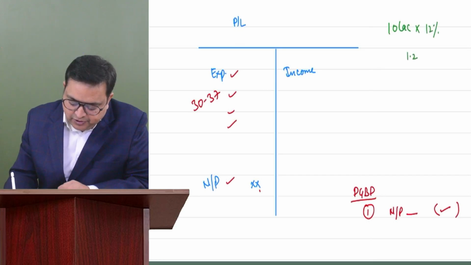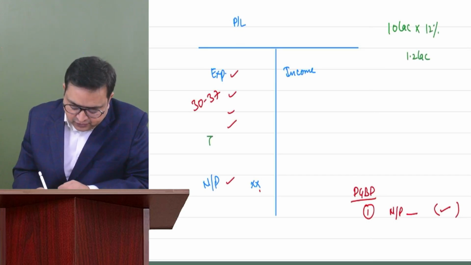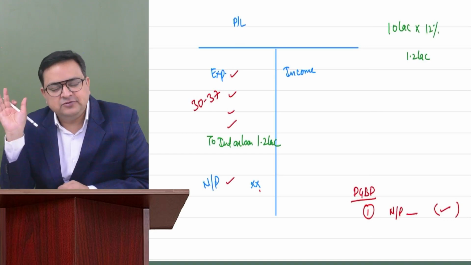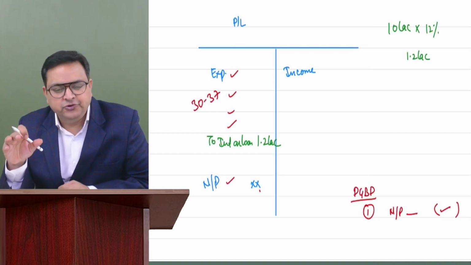Per annum, so 1.2 lakh rupees. So here you will see interest on loan 1.2 lakh rupees, right? Now you identified that out of this, 6 months was before the asset was put to use and 6 months was after the asset was put to use.